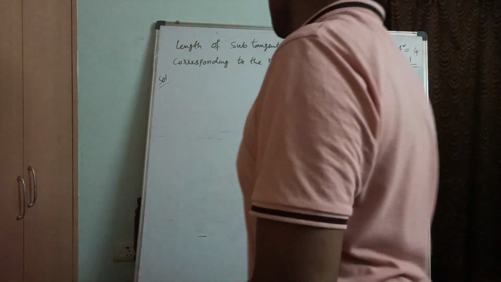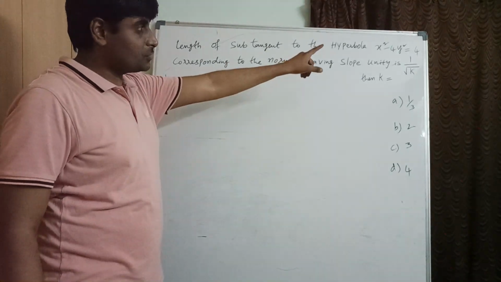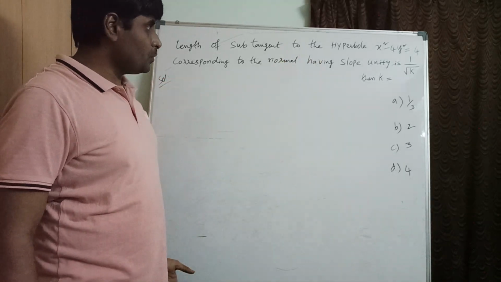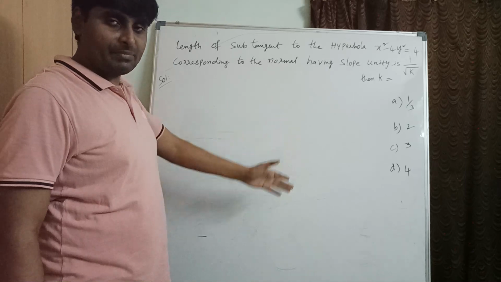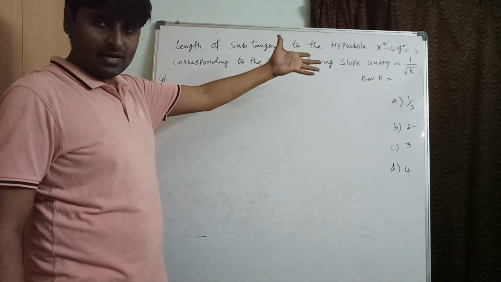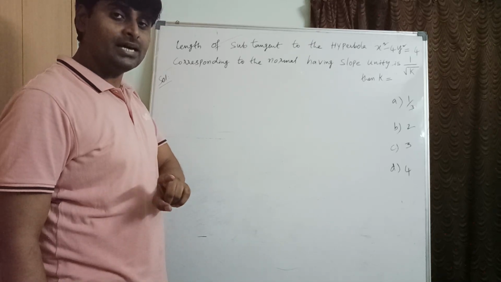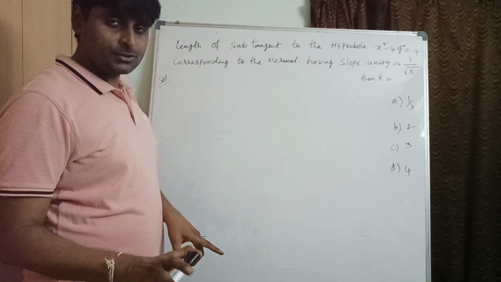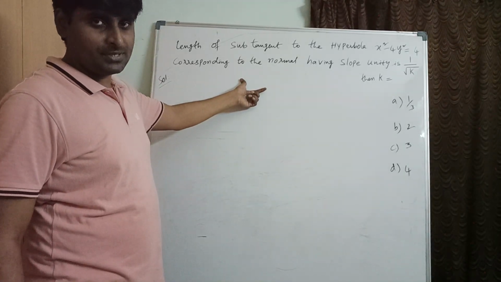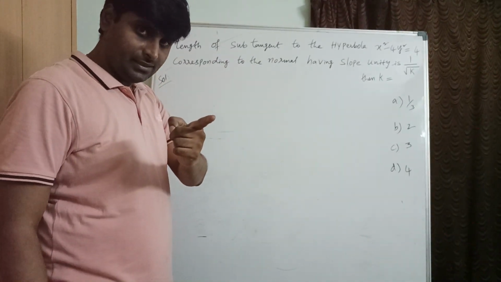Now look at this question. Length of subtangent to the hyperbola x square minus 4y square equal to 4. That is the equation of the hyperbola. Whatever the given curve may be, parabola, circle, hyperbola or ellipse, for that curve we find the equation of tangent and normal by differentiating. So we are in the application of differentiation, in the tangent and normal concept.